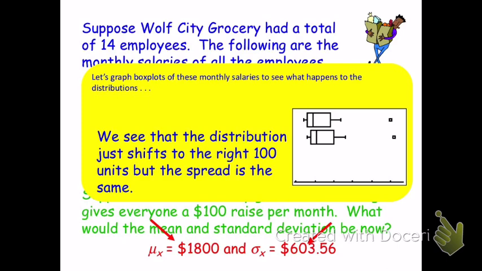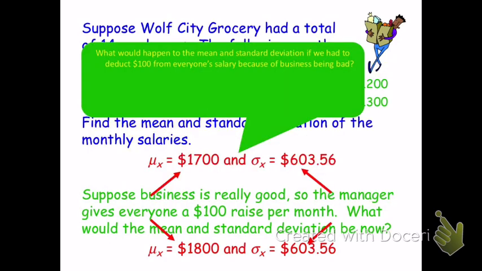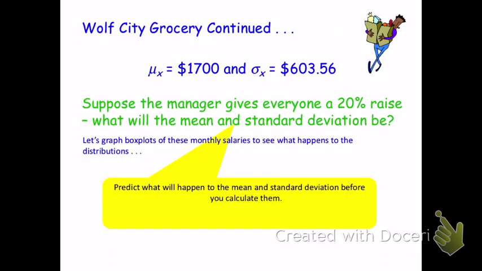So that's kind of what it looks like with the 2 different salaries. The first one with the $1,700, and then the second one with the raise of $100. Spread is the same. If we deducted everyone $100, then it would be $100 less.